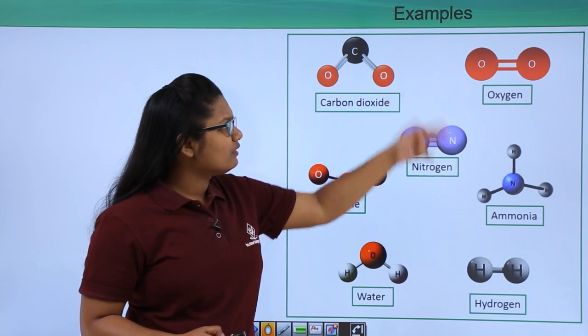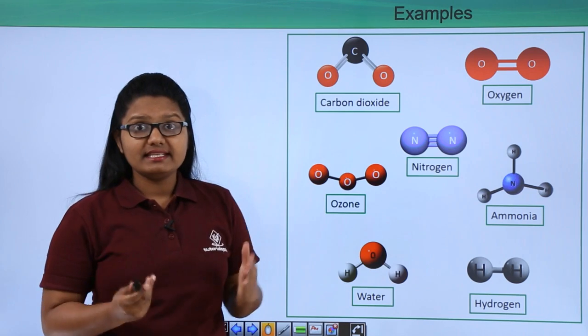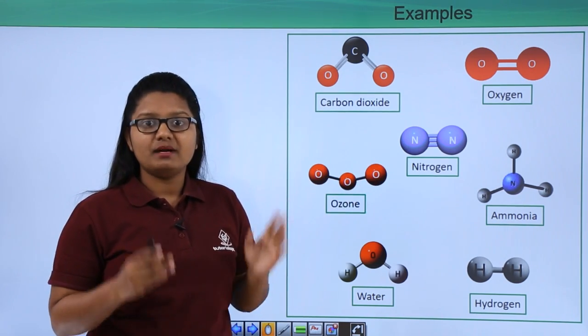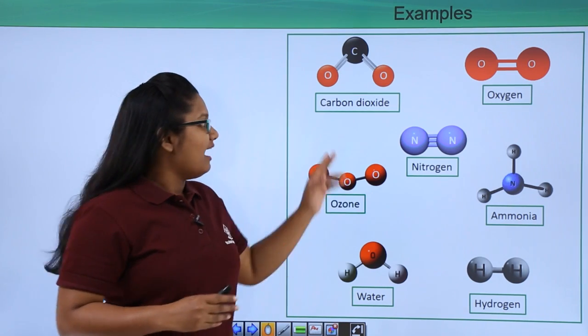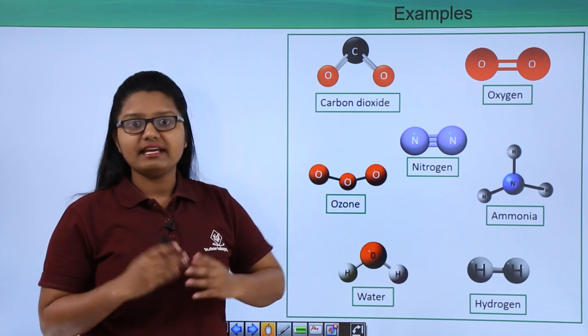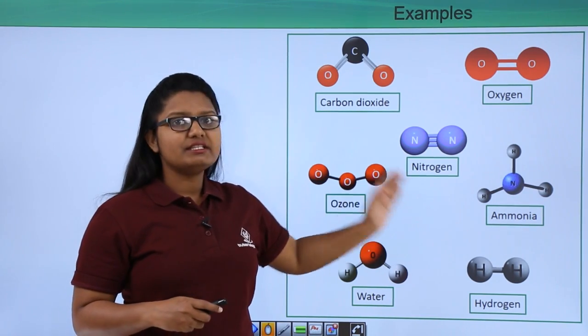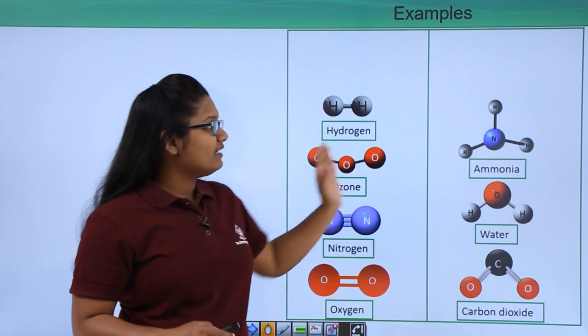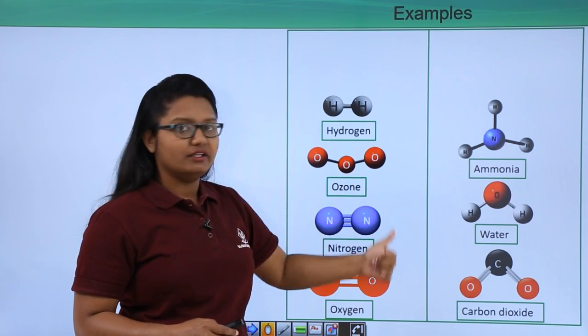Now when we clearly notice all these molecules, we see that there are some molecules like this which have atoms coming from the same element, and some other molecules which have atoms coming from different elements. So let us group these two types of molecules into two parts. Now here is where I have grouped these two kinds of molecules.